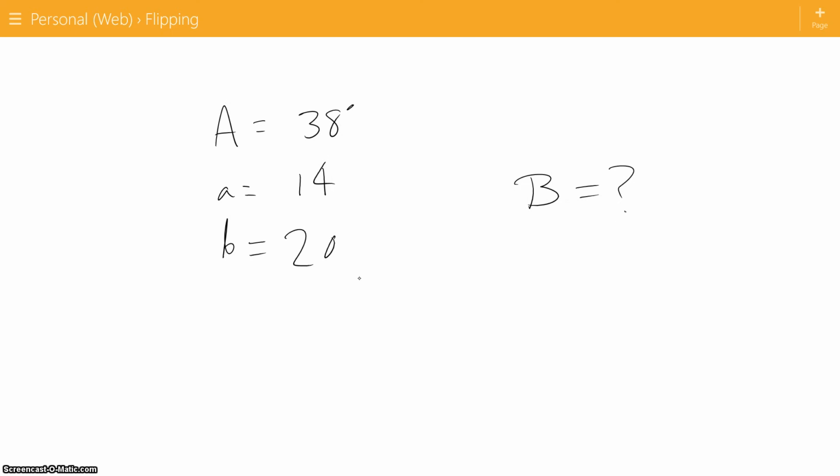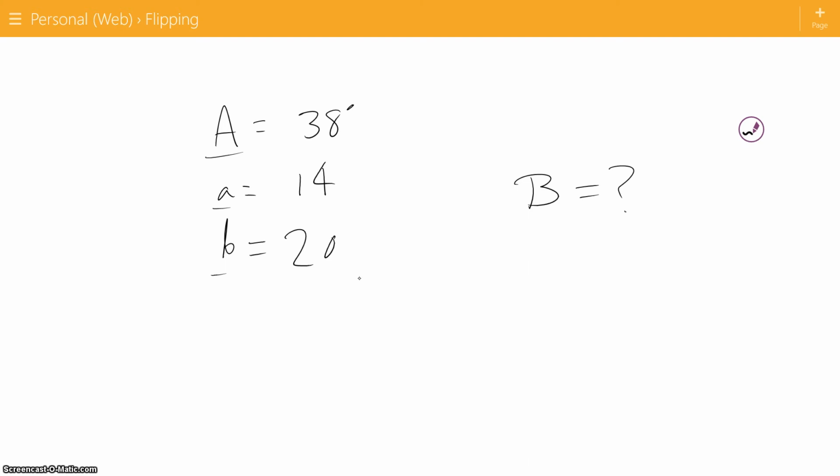You are given that one of your angles is 38 degrees, big A. Little a, the side that is across from that, would have a length of 14. And another side, called little b, would have a length of 20. You want to determine the measure of the angle that is opposite of little b.